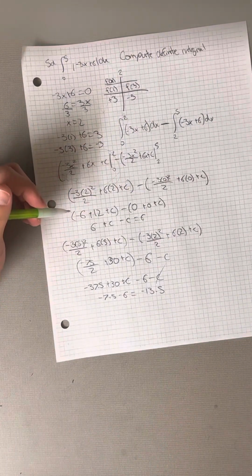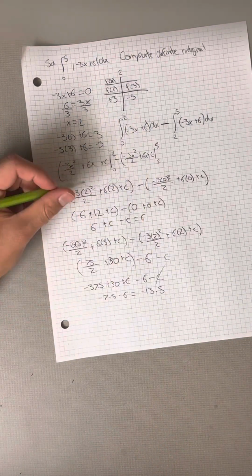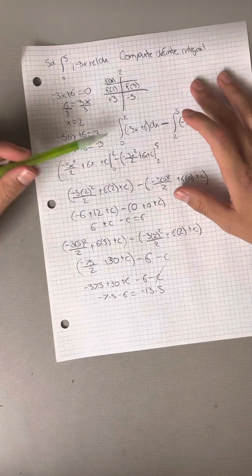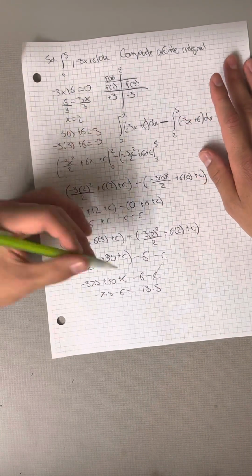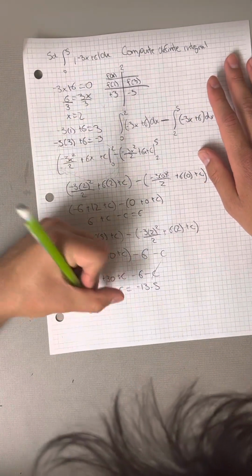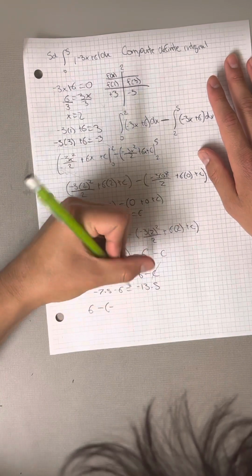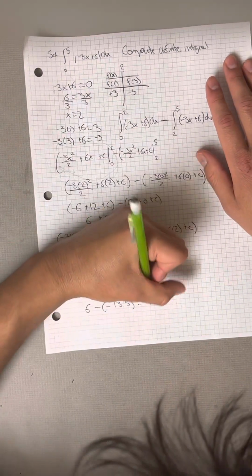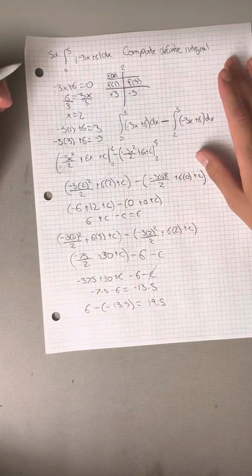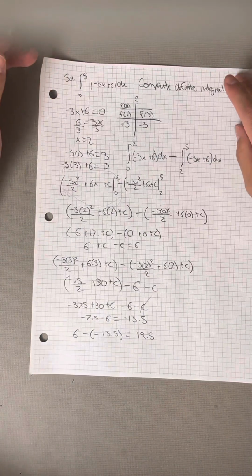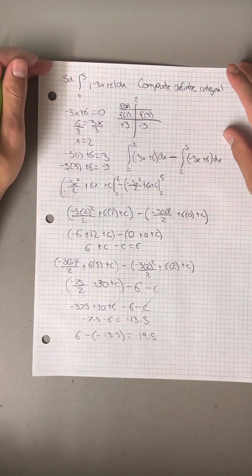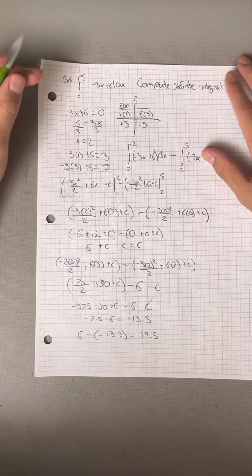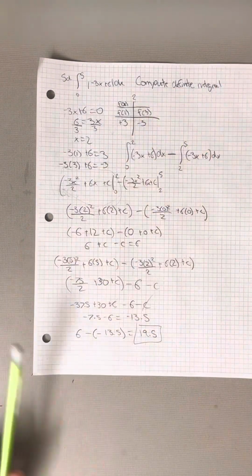Now let's add this all together. We have our two integrals, the first one being equal to 6 minus what we get, negative 13.5. Add that up, we get 19.5 as our definite integral, or area under the curve, if you will, of the absolute value of this function.